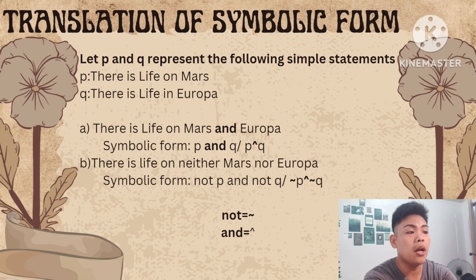So, sa letter B naman, another example. There is life on neither Mars nor Europa. Ang ibig sabihin kasi nun, wala daw life sa Mars at saka Europa. So, in symbolic form, ang translation niya, not P and not Q. Yan po ang example ng translation of symbolic form. Now, the other symbolic form examples will be explained by Czerissa Darilay.